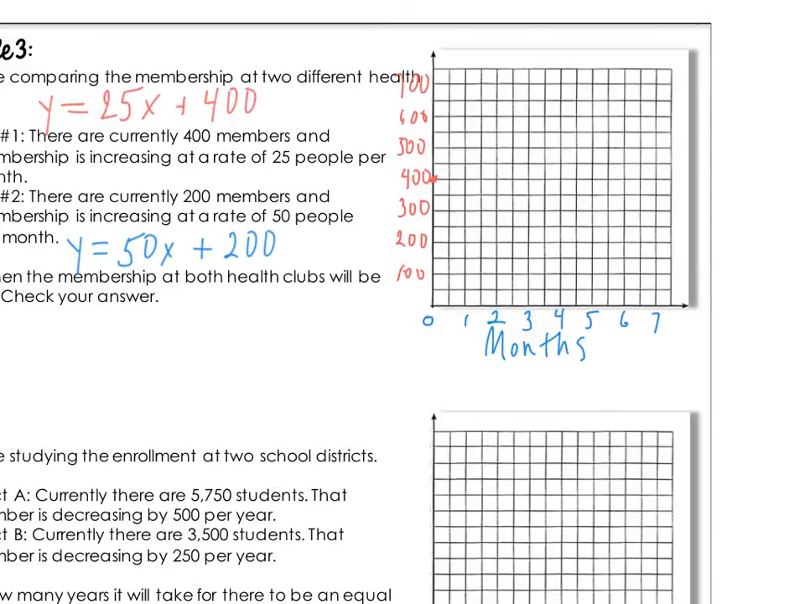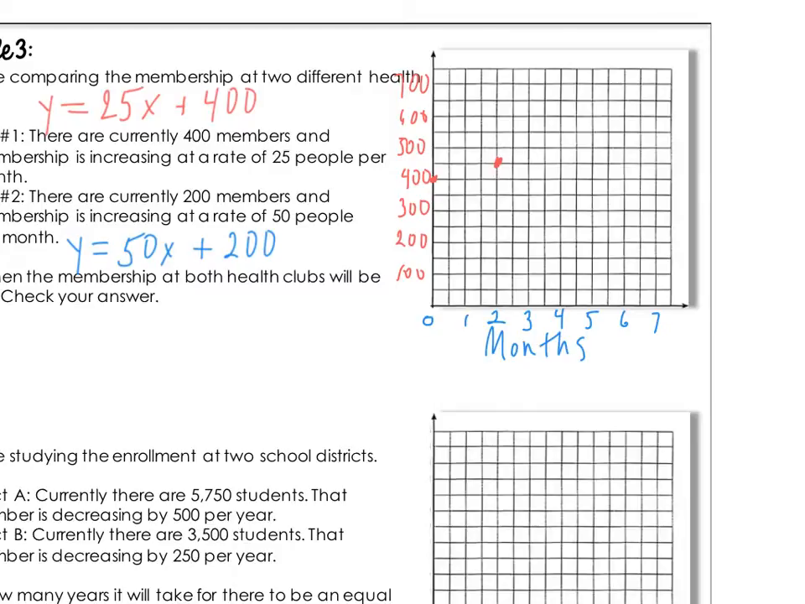So if our squares go up by 100, that means every square is worth 50. So for me to change by 50 people, really, that takes me 2 months. So if I go up 1 square, 50 people, then I have to go over 2 months, right? So I could go up 1 square and over, we've got to go over to 2 months. So that's going to be all the way over here. All right, and that should give me enough.